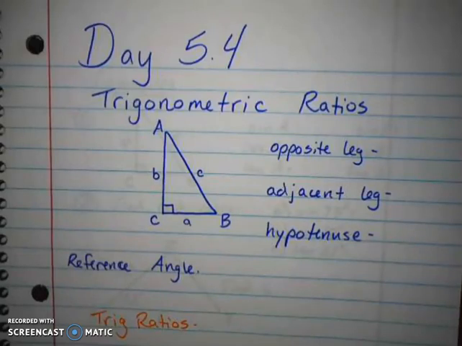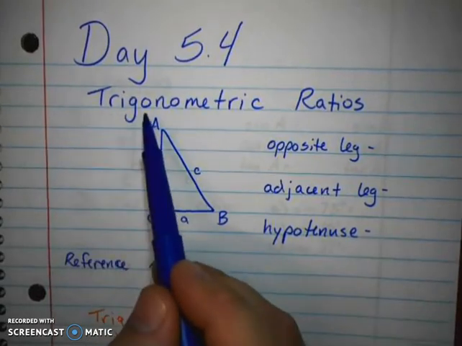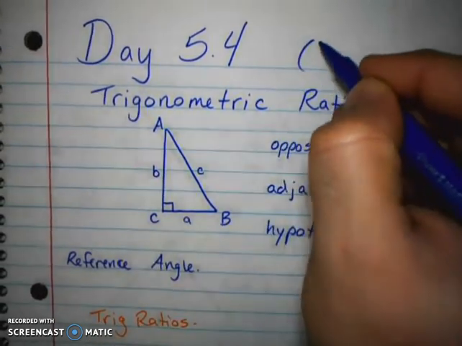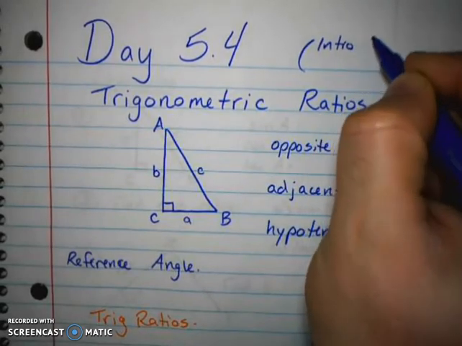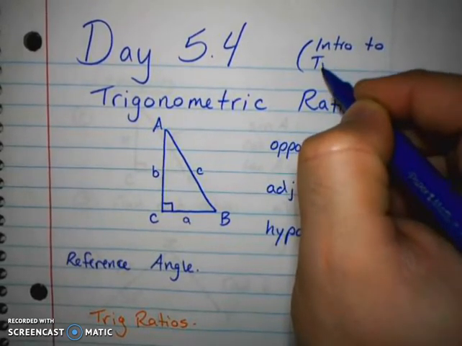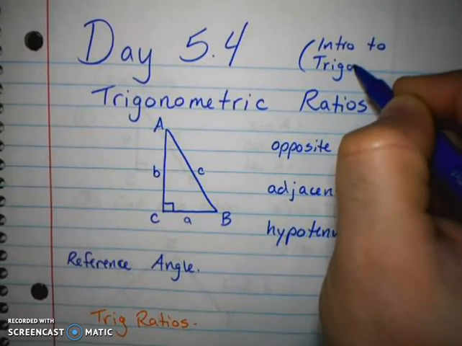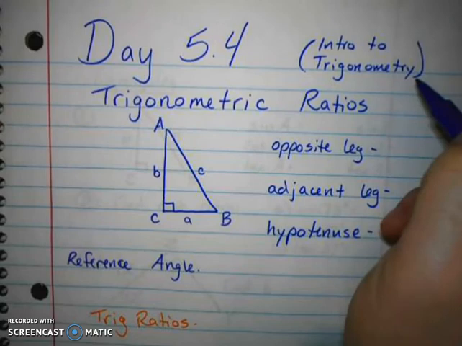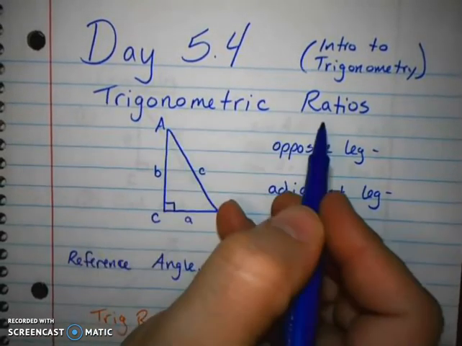All right, welcome to Day 5, Lesson 4. We are talking today about trigonometric ratios. That's a very tricky word to say, I get it. Trigonometric ratios. This is our intro to trig, or trigonometry. Okay, that's why we get the word trigonometric for these ratios.